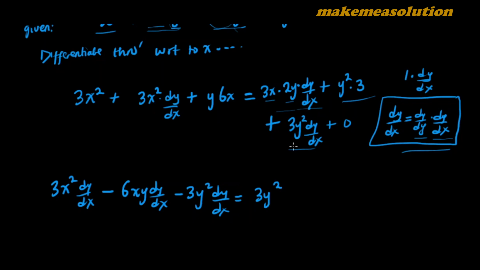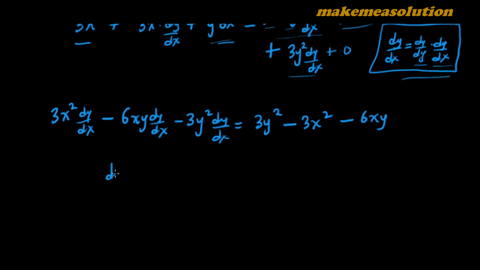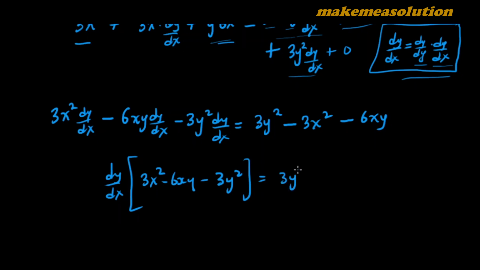then this term I have 3y squared, then I now have minus 3x squared, and I have minus 6xy. So this term and this term are crossing over, that's why they have a minus sign. If you collect the like terms, what will you have? You have dy dx, factoring out dy dx, I have 3x squared minus 6xy minus 3y squared is equal to 3y squared minus 3x squared minus 6xy.